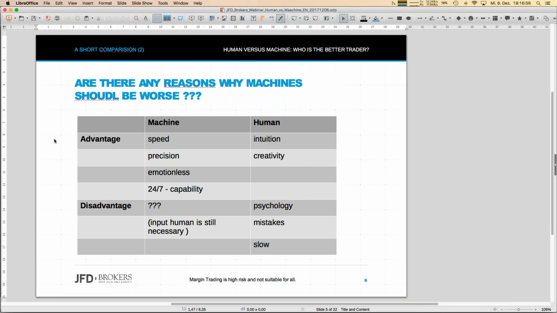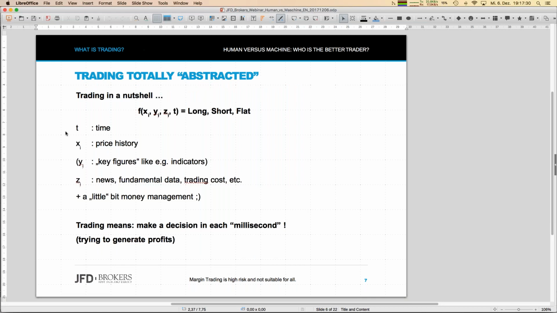On the computer side, honestly, the real disadvantages I don't see. But up to now, and that "now" may not be very long in the future, there still is an input necessary, and that input comes from the human. It's the idea, it's the code, a lot of input still coming from the human. Let's keep that table in mind, and in order to finally answer the question, who's the better trader?